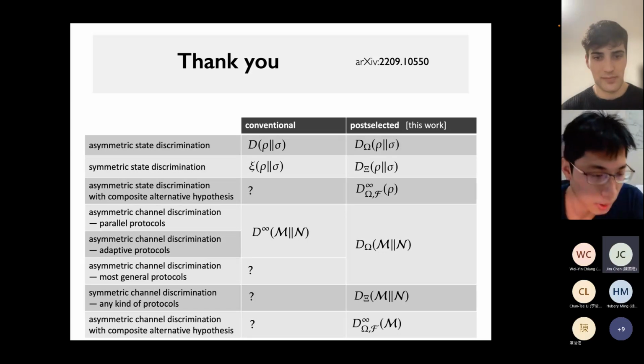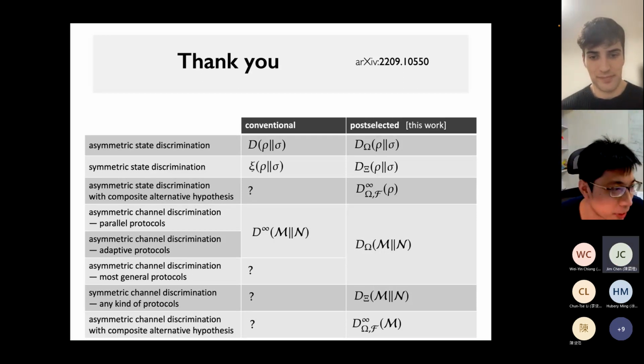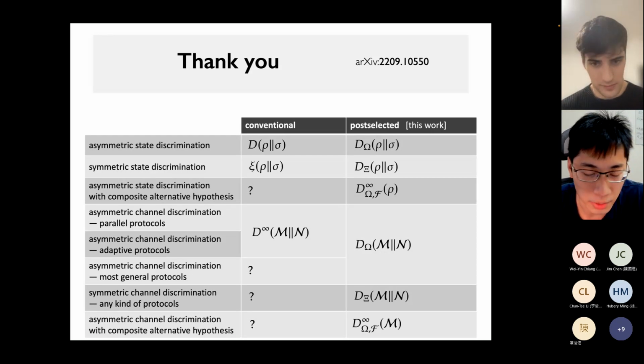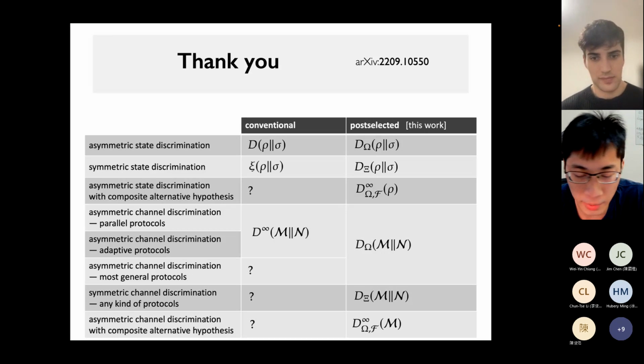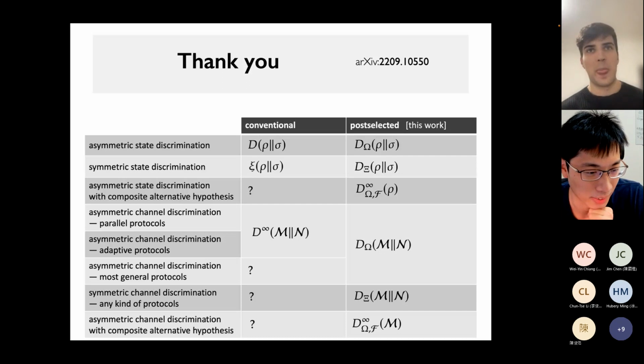I have a question. Hi, Bartosz. This is Hao Chung. Thanks for this very nice talk. As we know, conventional quantum hypothesis testing can be used to characterize many quantum information processing protocols. I'm wondering what kinds of quantum information protocols can be characterized by your post-selected quantum hypothesis testing?